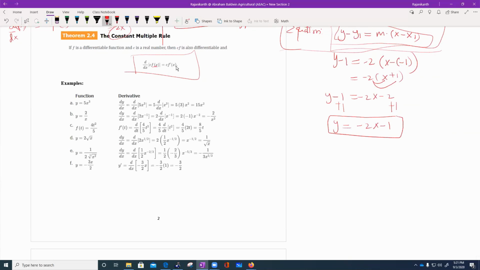That makes sense? Now look at this first. The given function was 5x cubed. You see that? So now the constant is 5. The function is x cubed. What are they telling? They are telling that the derivative of the function y is simply, you just move the constant in front of the derivative and simply find the derivative of x cubed. Don't worry about 5. You just simply find the derivative of x cubed, then multiply with 5. That's what they are telling, right? That makes sense?